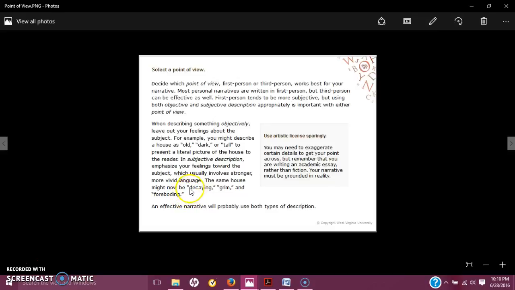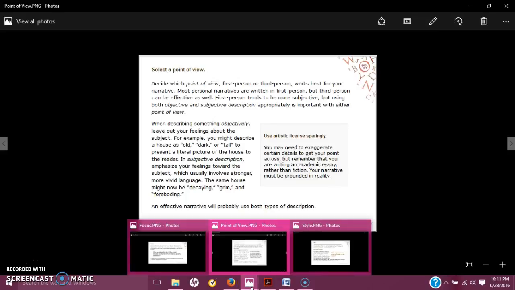If you are talking about a mansion that's decaying, grim, and foreboding, then you probably don't have a great relationship with that mansion, unless you're into Halloweenish, grim type things, which I think would be cool because I'm really into zombies. So that's point of view. It's pretty self-explanatory. I'm sure you all have some form of experience with it.